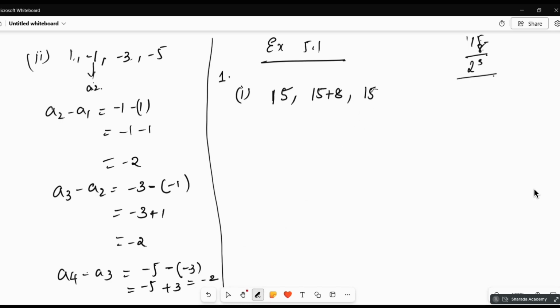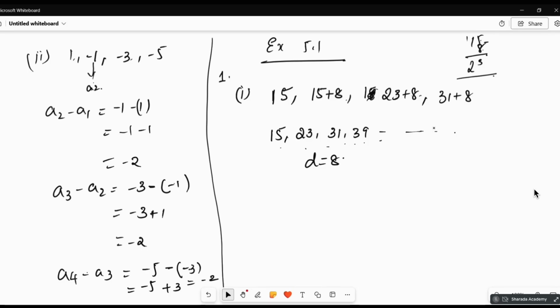Yeah, we'll write like this. 23 plus 8. Next one. Next, the fourth one, this addition plus 8. That is 31 plus 8. It goes on like this. Correct? So what is the AP here? 15, 23, 31, 39. And if you observe, here you get a constant common difference of 8. Therefore, it is an AP.